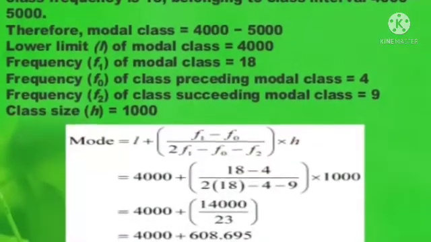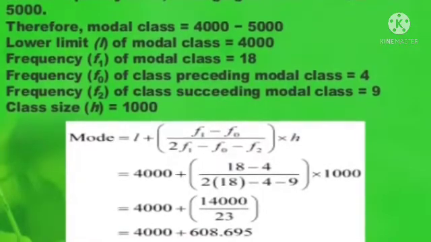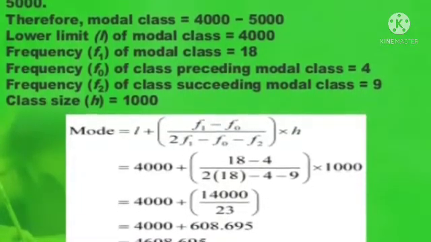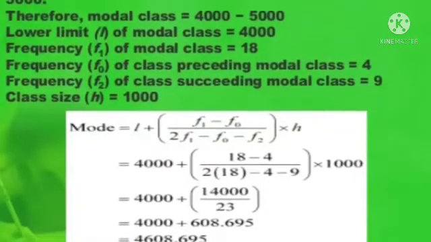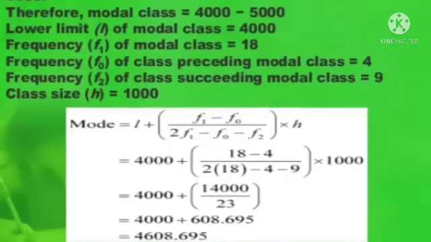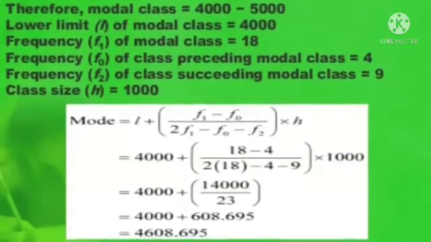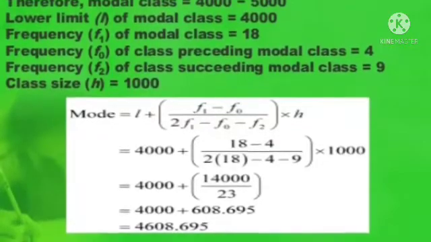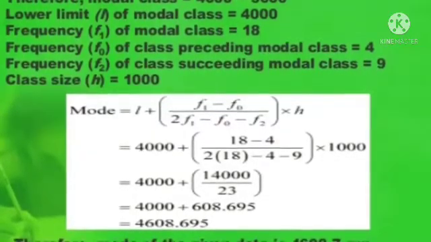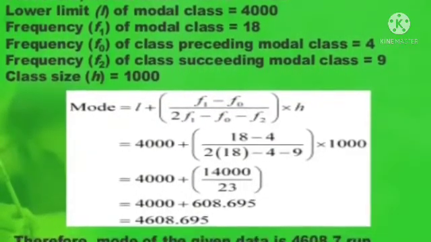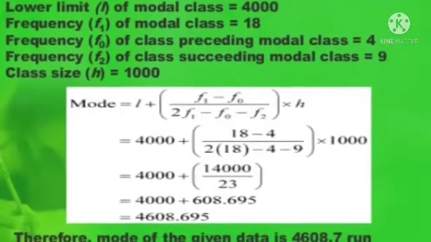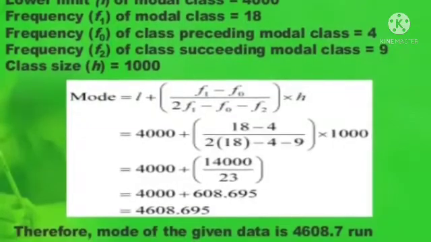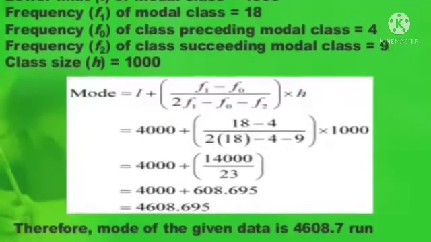Substituting all the values in the formula of mode, we get 4000 plus, in the bracket, 14,000 divided by 23, which is equal to 4000 plus 608.695, which is equal to 4608.695. Therefore, mode of given data is 4608.7 runs.